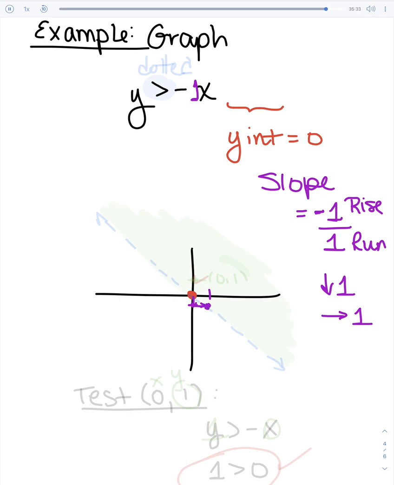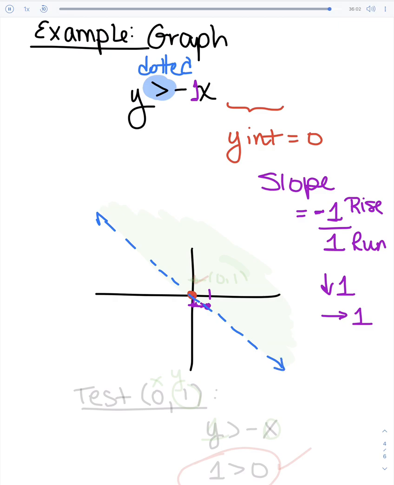And then the question is, what type of line are we going to have to draw? Well, be careful. This is a greater than, not a greater than or equal to. So that means we're going to have a dotted line. So I'm going to draw a dotted line going through my 2 points.